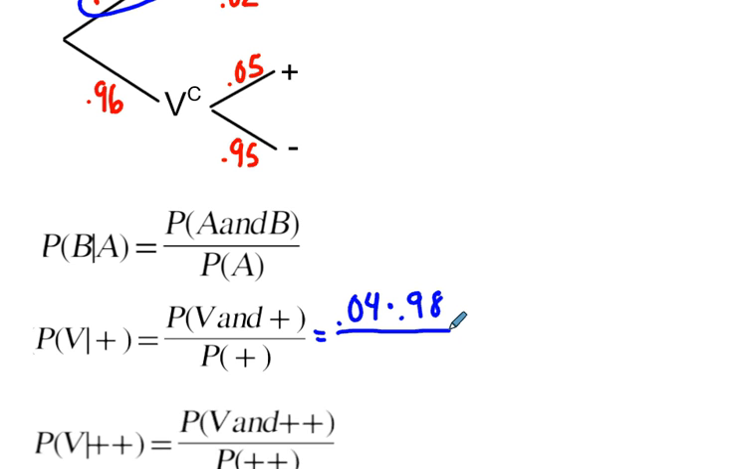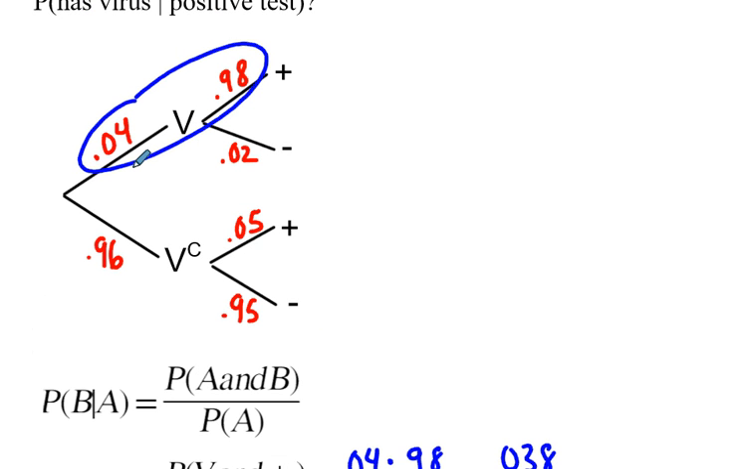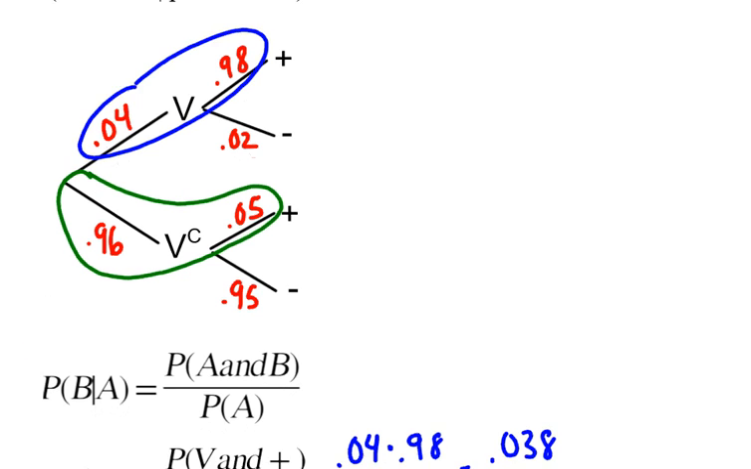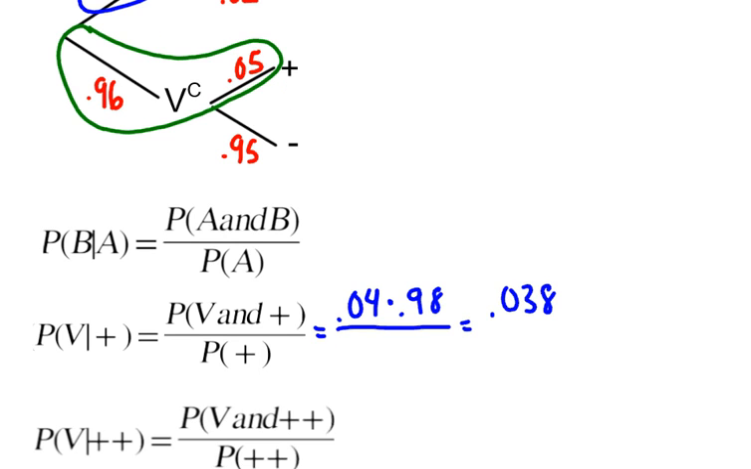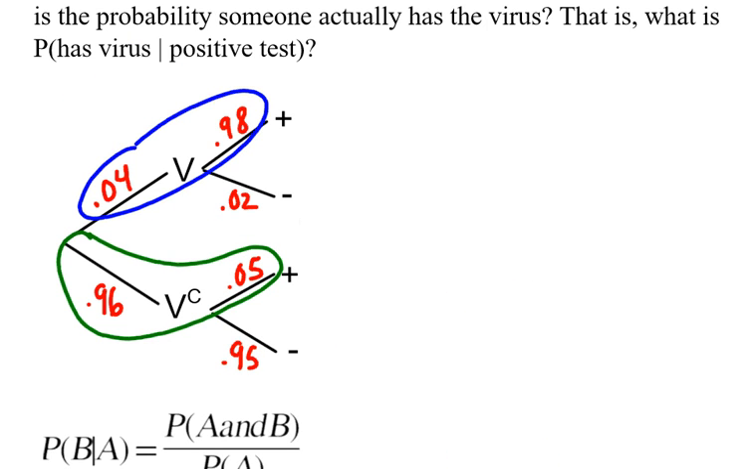0.04 times 0.98 tells me that's going to equal 0.038. Now I need to find all the different ways I could have a positive result. And there's two ways. I could use this blue branch. I could actually have the virus and get a positive, or I could not have the virus and get a positive. And that occurs 0.96 times 0.05. And I need to add these two because those are the two ways that I can get a positive.